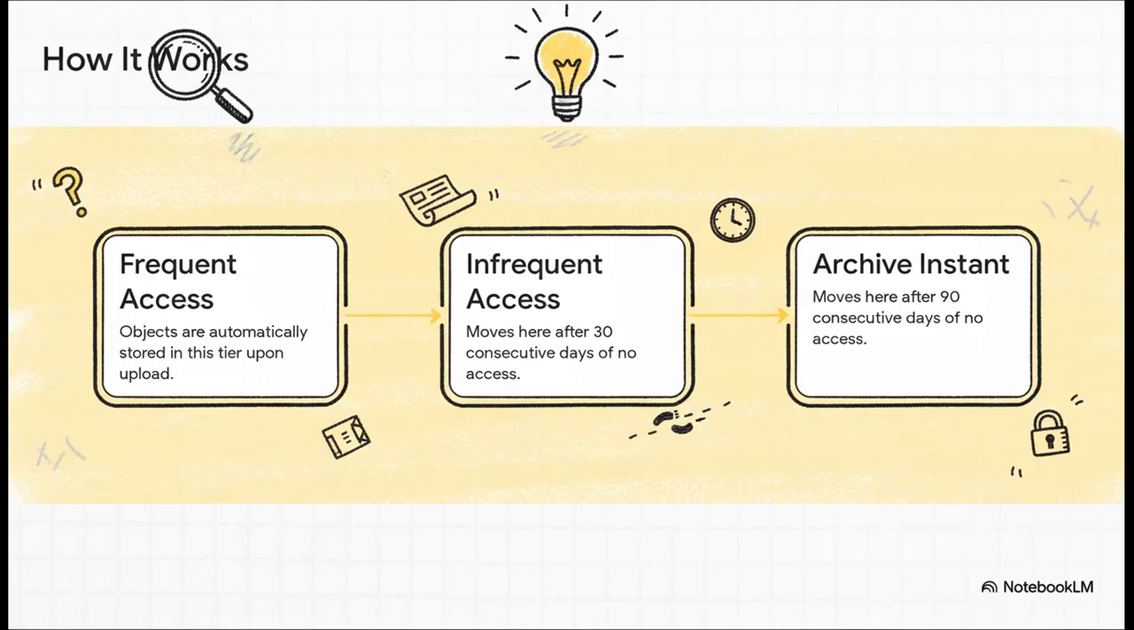It's super straightforward. An object starts its life in the frequent access tier. Now, if nobody touches it for 30 consecutive days, S3 just automatically moves it to the cheaper infrequent access tier. If another 60 days go by with no access, it moves again to an even cheaper archive tier. And the best part? If someone suddenly needs that data, it's immediately moved right back to the top tier. It is simple, powerful, and totally hands-off automation.